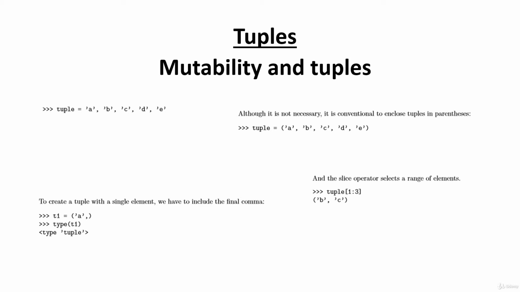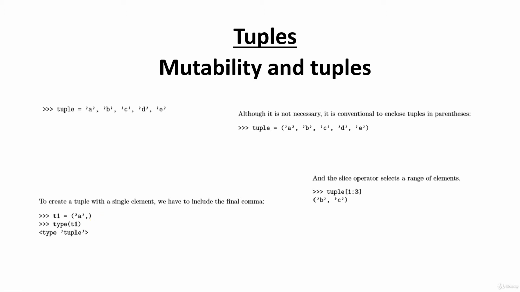Syntactically, a tuple is a comma-separated list of values that looks like this. Although it is not necessary, it is conventional to enclose tuples in parentheses. To create a tuple with a single element, we have to include the final comma. It looks like this. Without the comma, Python treats a as a string in parentheses.